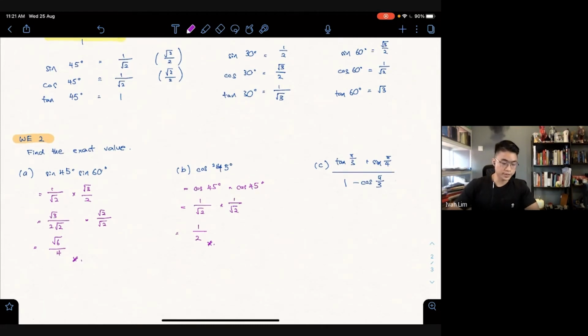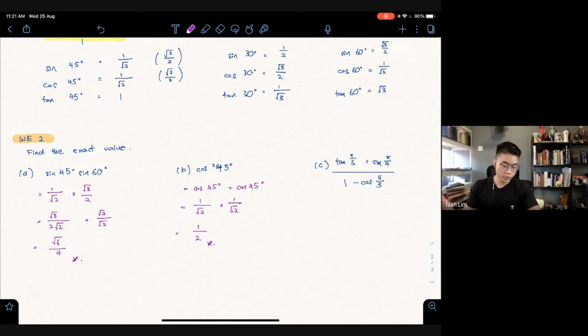Let's look into C. Tangent pi over 3 plus sine pi over 4 over 1 minus cos pi over 3. For me personally, I like to think in terms of degrees, so I always change it to degrees. But for this one, try to get used to radians also, so you can immediately see and know what the degree of it is.